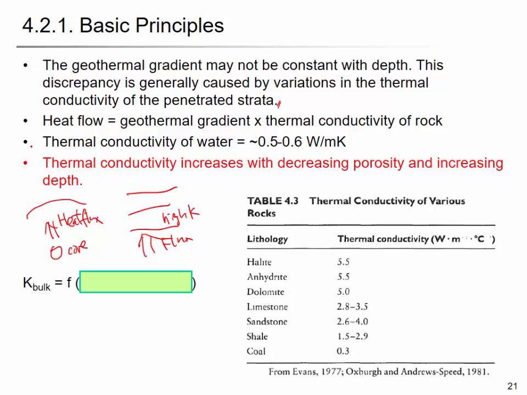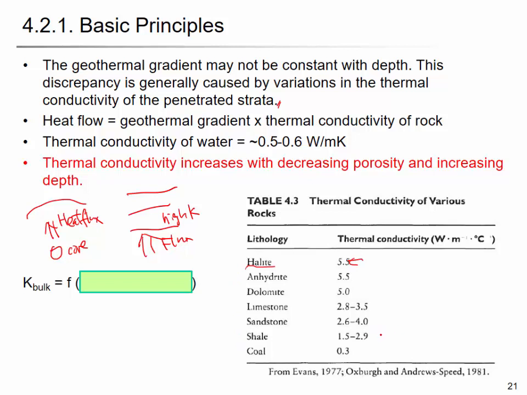And let's look at the numbers for thermal conductivity. Water has 0.5 to 0.6 watts per meter Kelvin. And thermal conductivity increases with decreasing porosity and increasing depth. Also, the mineral type is very important. It affects the thermal conductivity of the bulk rock. So halite is made of sodium chloride. It has high conductivity. And sandstone is 2.6 to 4, shale 1.5, and coal 0.3.